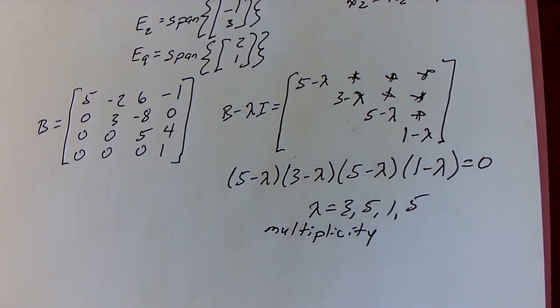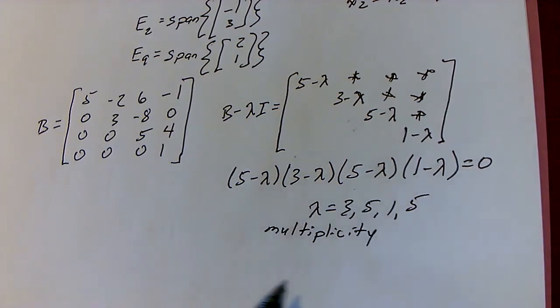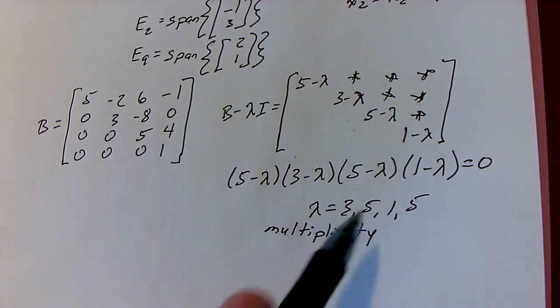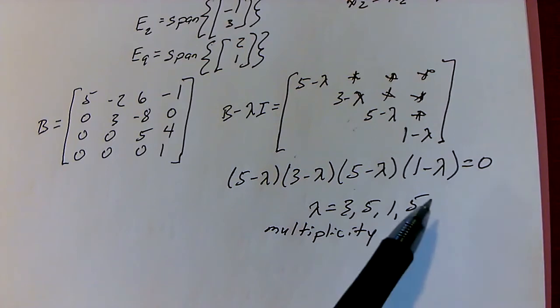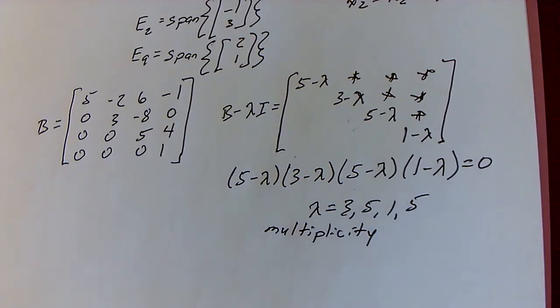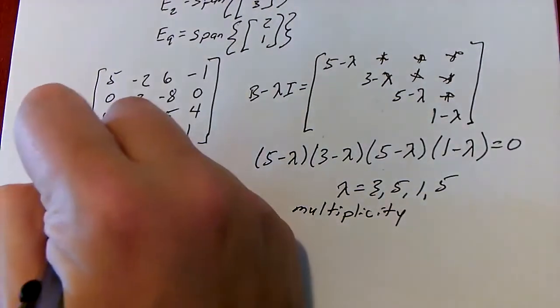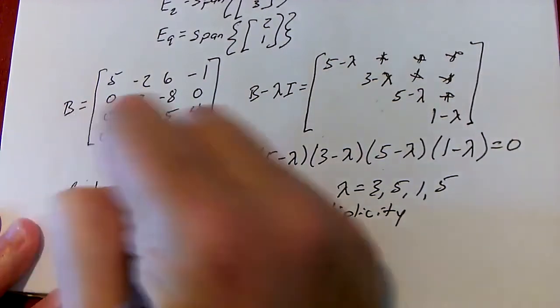So if it tells you to write things out according to the multiplicities, then you need to have it appearing however many times it appears in the characteristic equation, okay? So the eigenvalues here are 1, 3, and 5. But the eigenvalues according to the multiplicities are 1, 3, 5, and 5. Okay, so if it says according to the multiplicities, you need to list it out as many times as it appears, okay?